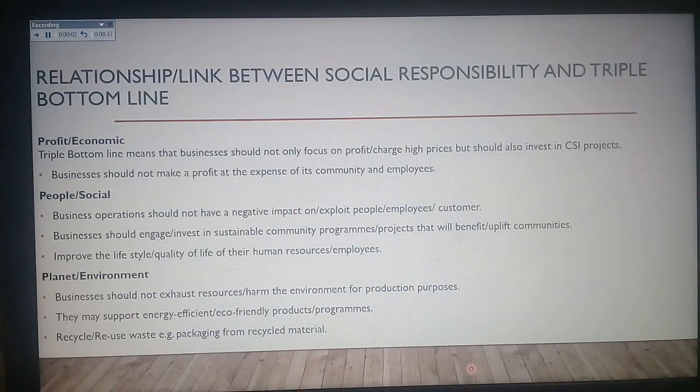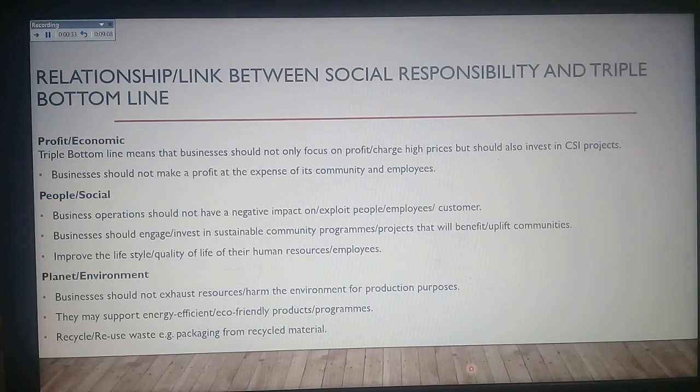All right. We are going to the relationship link between social responsibility and triple bottom line. Profit. The first one, profit, which we've already alluded to on the previous page. Profits or economic triple bottom line mean that business should not only focus on profit or charge high prices, but should also invest in CSI projects. Businesses should not make a profit at the expense of its community and its employees.